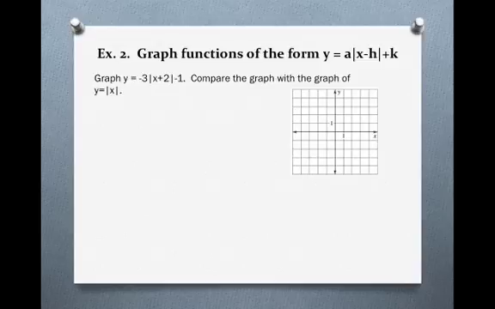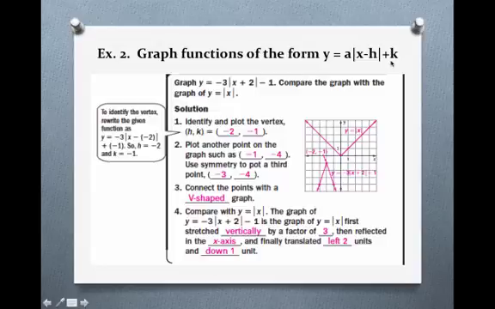Compare the graph with the graph of y equals the absolute value of x. If you'll notice, in the general form, we have x minus h inside the absolute value signs. That's going to be important here in just a second. And then we've got plus k. The first thing you do is you identify and plot the vertex. You've got to know where your starting point is.